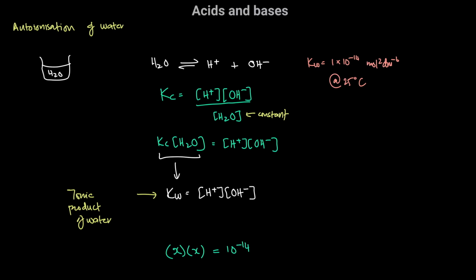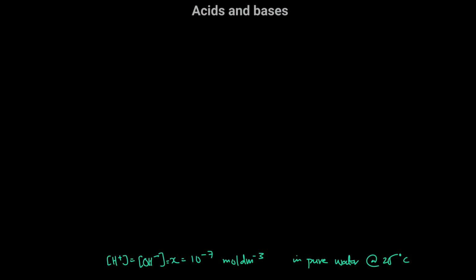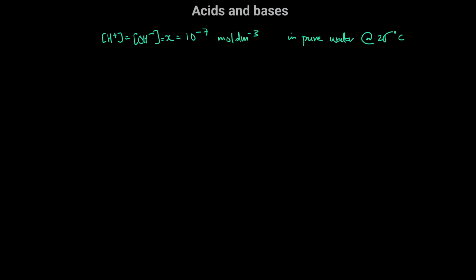So I can say that X is equal to 10 to the power of negative 7 moles per decimeter cube. This is the concentration of H plus ions, and this is also the concentration of OH minus ions in pure water at 25 degrees Celsius. Now knowing this, let's calculate the pH of pure water at 25 degrees Celsius.